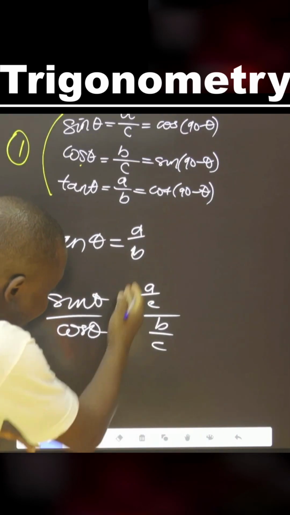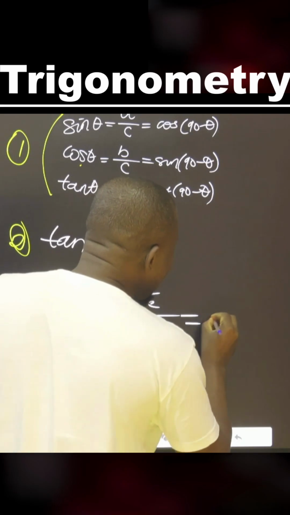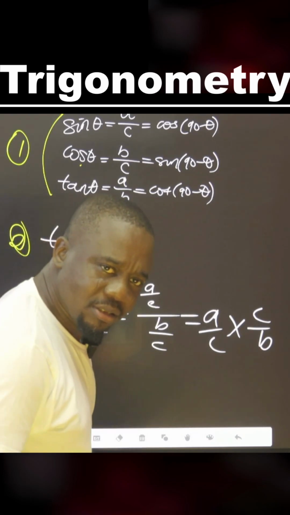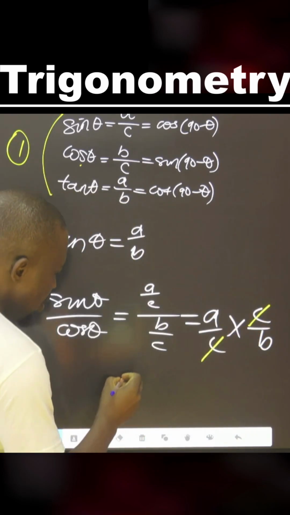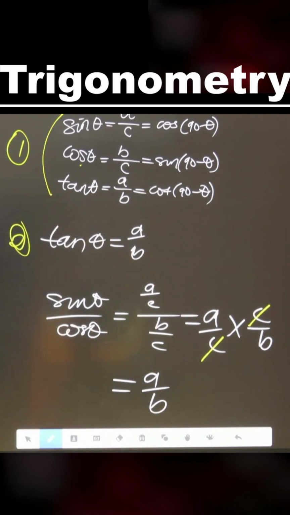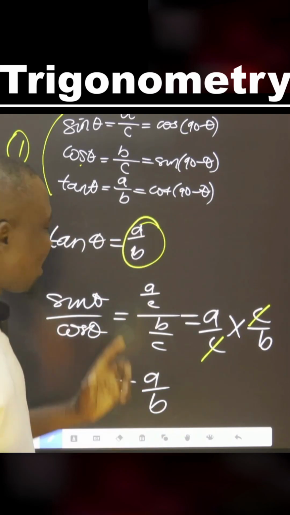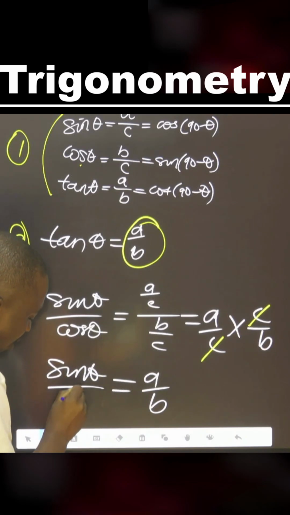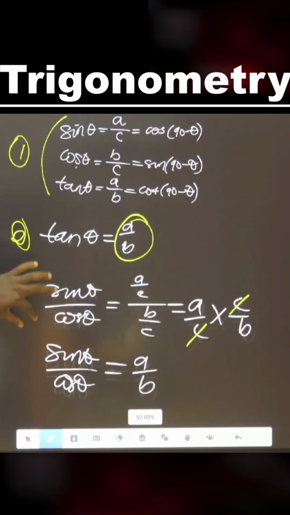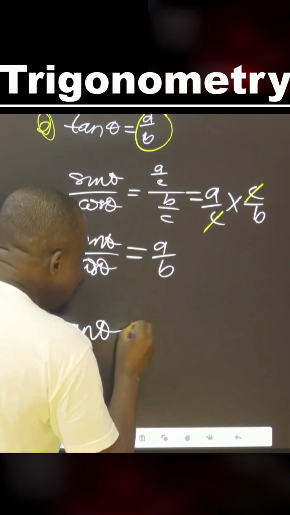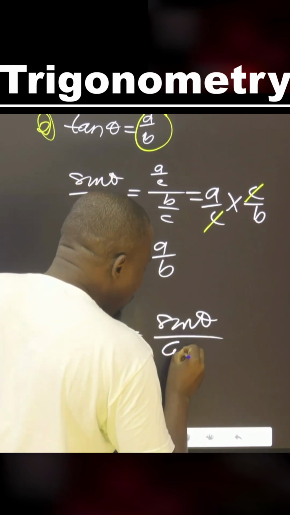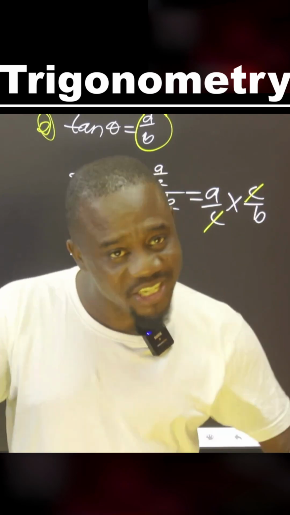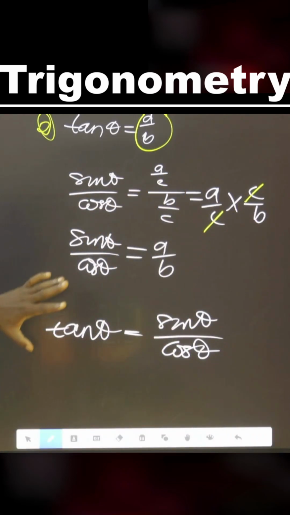Okay? If you work out this mathematics, it simply means A over C multiplied by C over B. You take this one and rotate it. You're going to have A over B. At the end of the day, what we have here, tan theta, A over B, we are having it for sine theta over cos theta, A over B. It therefore means that tan theta is equal to sine theta over cos theta. These are very important. When you are faced with questions, you need to understand all these gimmicks.